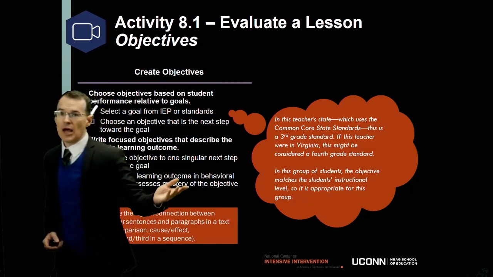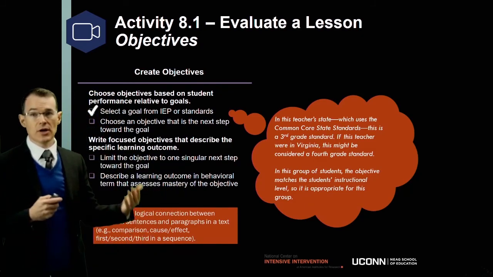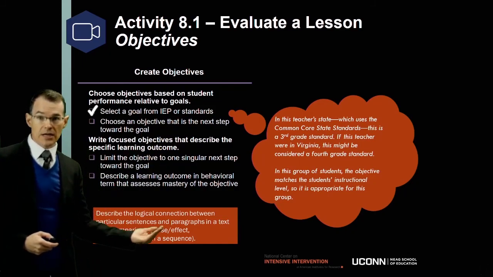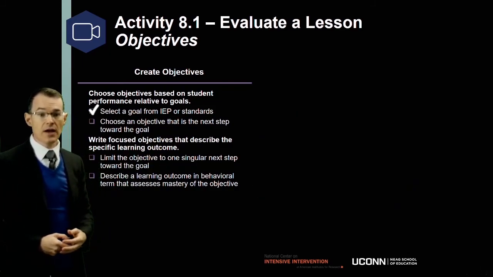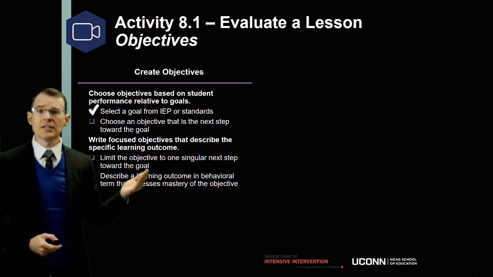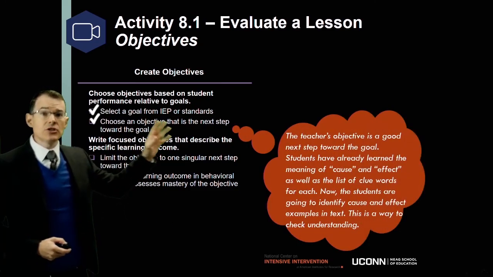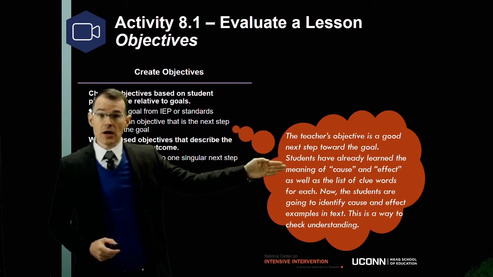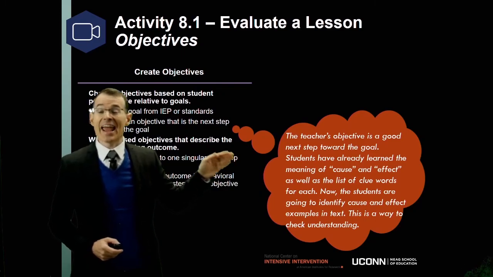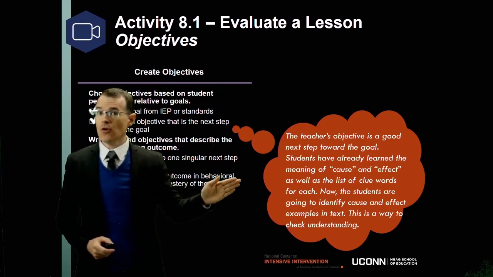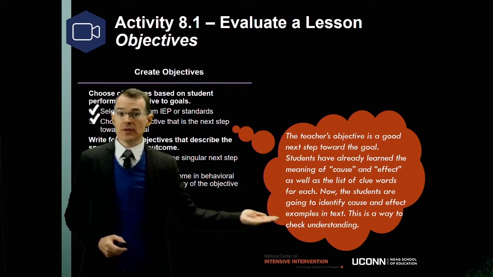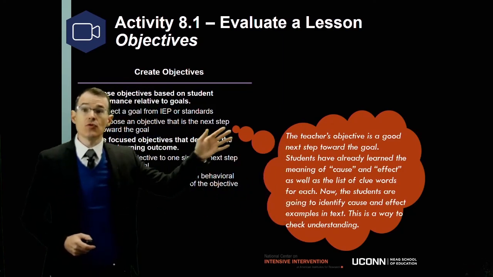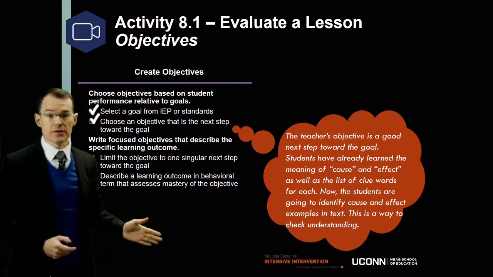So now let's look at whether or not it's the next step toward the goal the teacher has of helping students understand this IEP objective of identifying these logical connections with cause and effect. So if we look at the teacher's lesson here, the teacher's objective is a good next step toward the goal because the students have already learned the words about cause and effect, and they know the clue words that we pointed out to you before, and now they're going to identify it with examples. So this is a good way to check for their understanding of the original ideas and to move on to the next concept. So we can give credit for that.